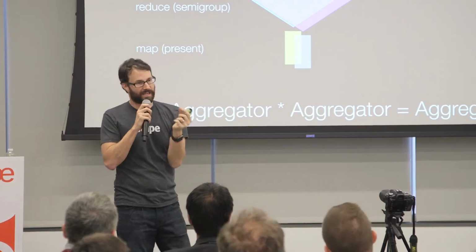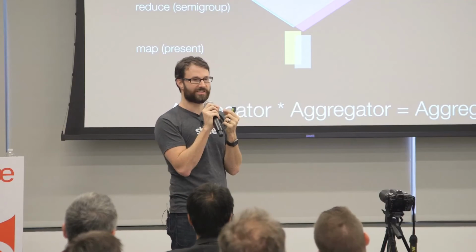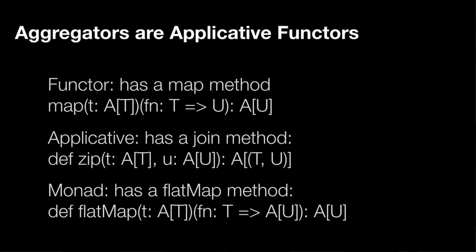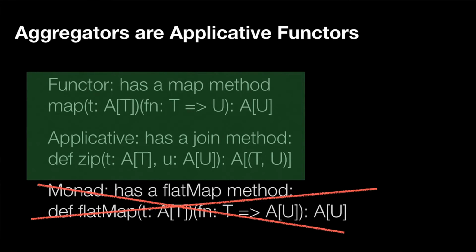So it's the zipping kind of thing. You can zip two lists together, or you can join two futures together, where you have a future of A and a future of B, and glue them together. You have that zip operation, and that's the applicative functor, with some other stuff and some other laws. So aggregators are these applicative functors, which is pretty cool.